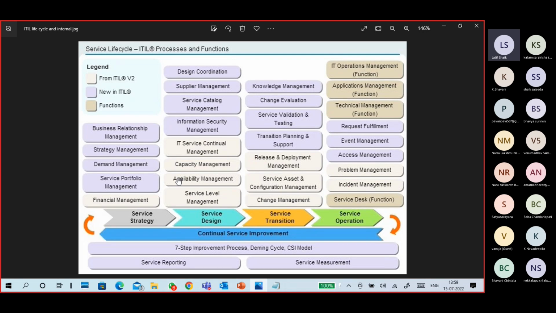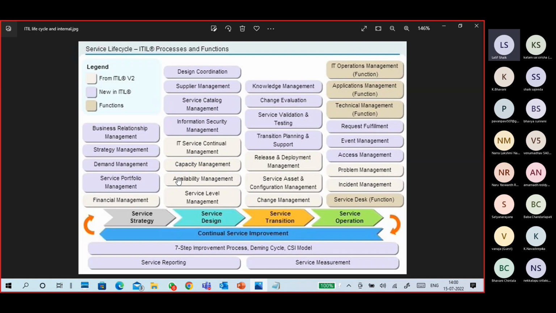Service transition is all about knowledge management, change management, service validation testing, release and deployment management. Okay, so these are all important points. Asset management and configuration management come under service transition. Service operation, as we discussed at the start of today's class, is about incident management, problem management. Access management means whether a user is allowed to access the printer or not, whether a user is allowed to access the computer or not. So it is all about access management, event management, request management, service request management kind of stuff.